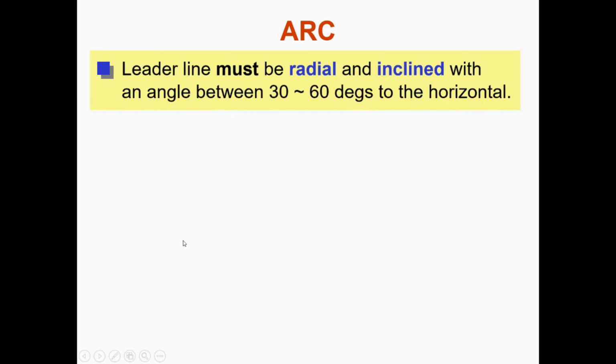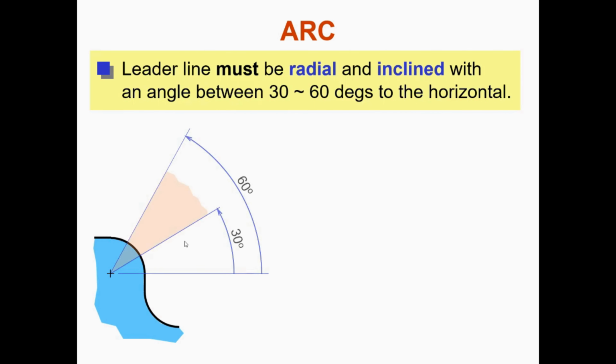The leader line must be radial and inclined at an angle between 30 to 60 degrees to the horizontal. Okay, so the leader line must be at an inclination of 30 to 60 degrees. It's not just an assumed angle. So it should always fall within this range.